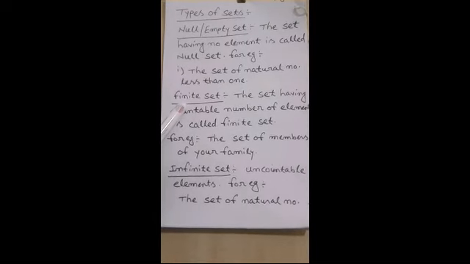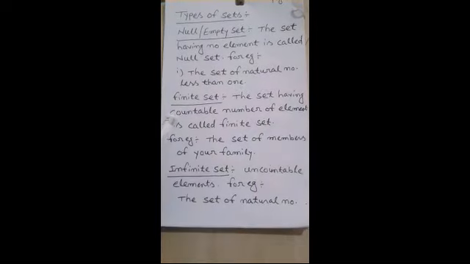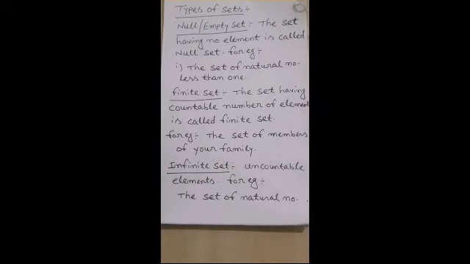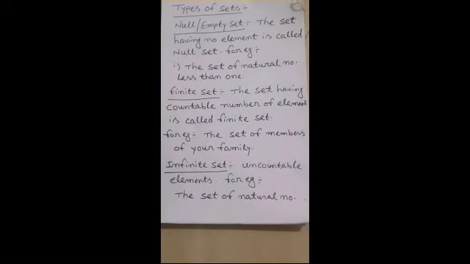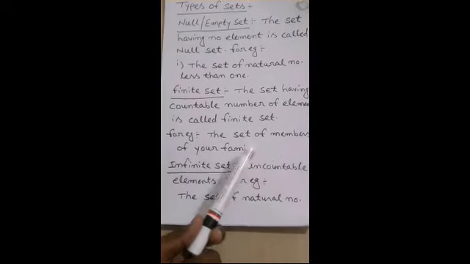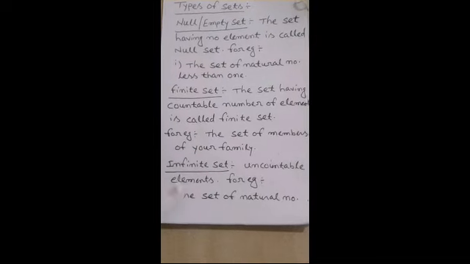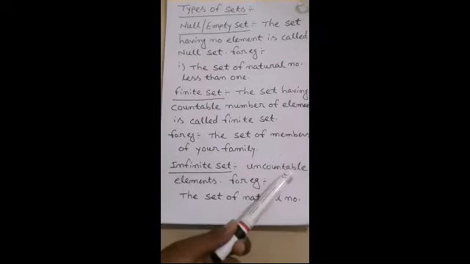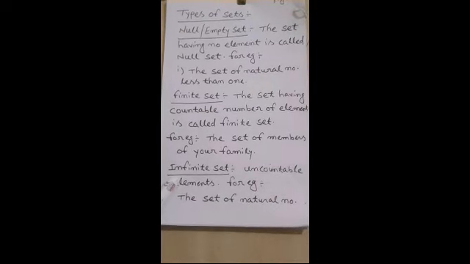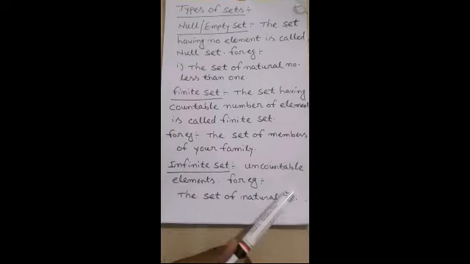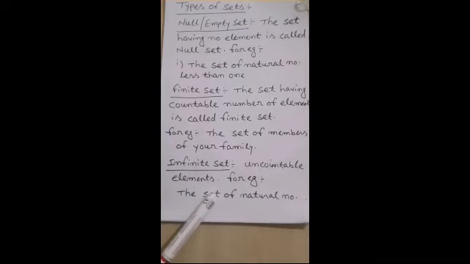Next one is the finite set. The set having a countable number of elements is called a finite set. That is, you are able to count the number of elements present in that set. For example, the set of members in your family. In your family there may be 6 members, 7 members. It is countable, so it is a finite set. But if it is uncountable, then that is called an infinite set. For example, the set of natural numbers. It will not finish. So this is your infinite set.